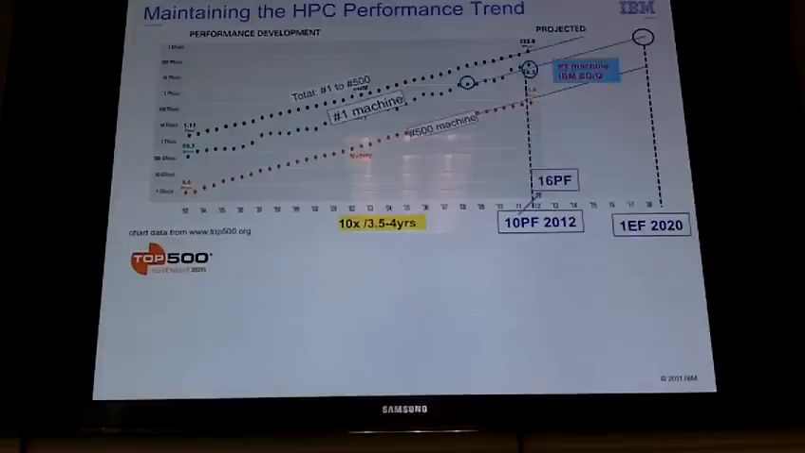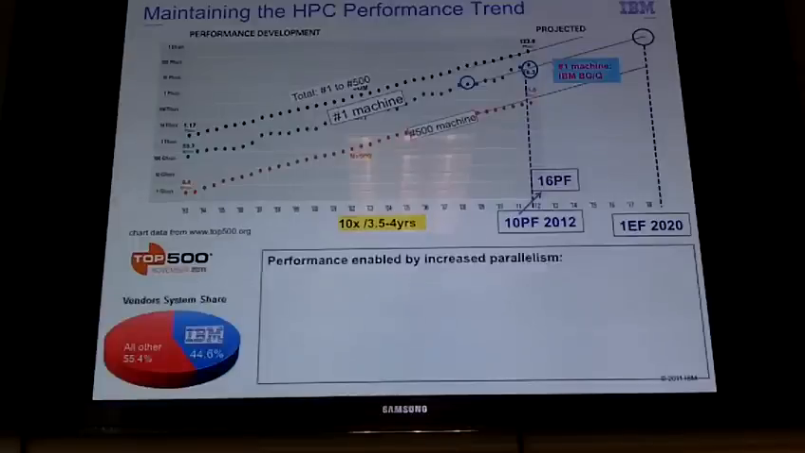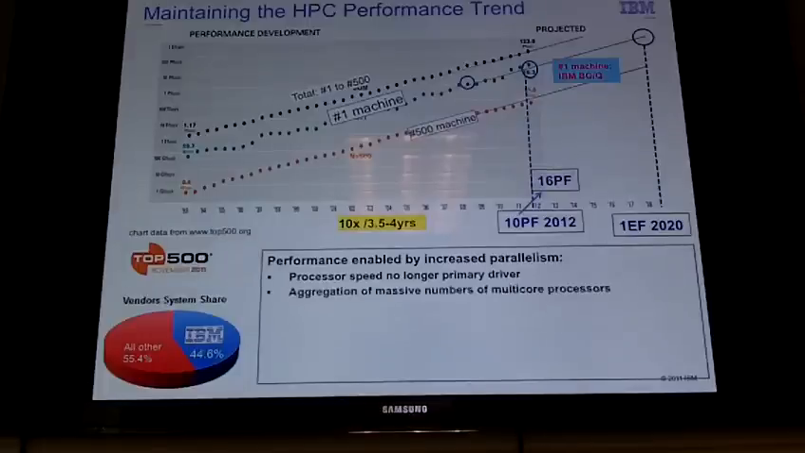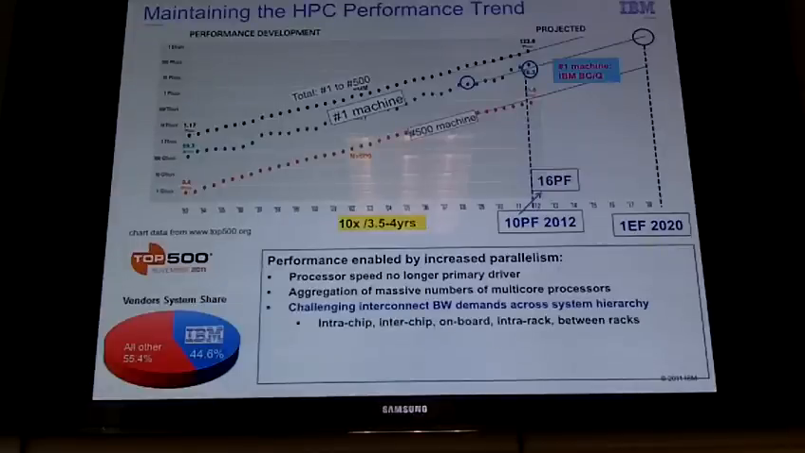And just a couple of months ago, IBM introduced the Blue Gene/Q system at Lawrence Livermore, which reached 16 petaflops. And the projection is continuing at this rate. We expect to be at an exaflop before 2020. And this trend is maintained for the top 500 machines shown here. And we're all aware that this performance is all by parallelism. It's not the processor speed. It's an aggregation of a massive number of multi-core processors. And there's challenging interconnect bandwidth, which is the subject of this meeting, across all system levels.